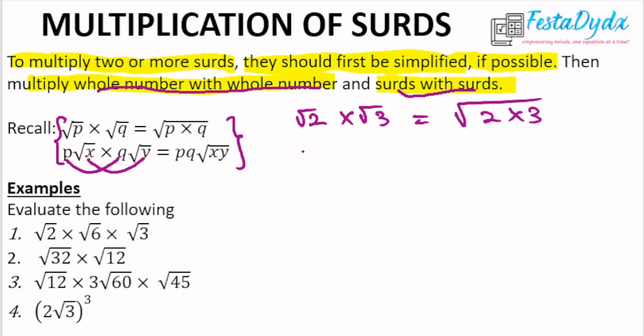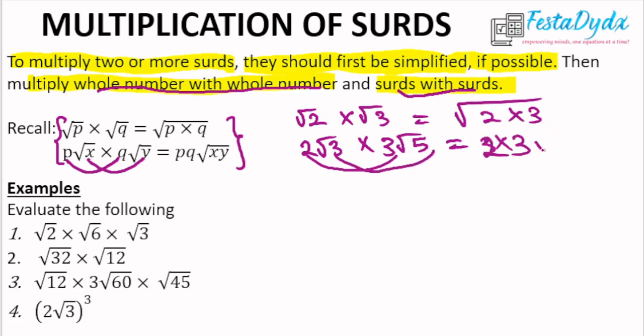It's the same as saying 2 root 3 times 3 root 5 is the same as multiplying whole number to whole number, which is 2 times 3, and root 3 times root 5, root 3 times 5, bringing them together. So 2 times 3 gives us 6, root 3 times 5 gives us root 15. So these two rules are the same as these examples given here. So now we have examples to work on.